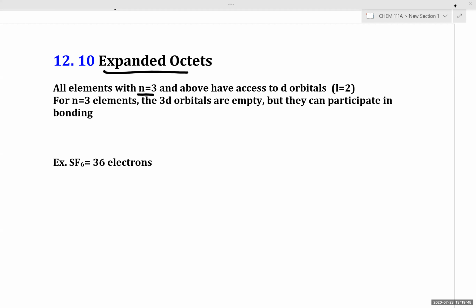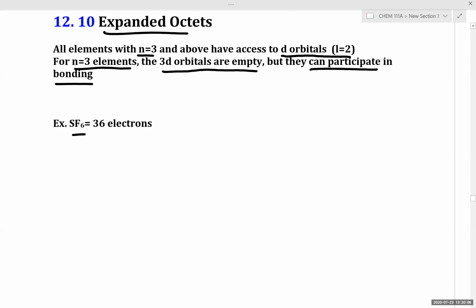So moving back to expanded octets, elements in N equals 3 and below, or in the third row and below, have access to d orbitals. Although for N equals 3 elements the d orbitals are empty, these d orbitals can still participate in chemical bonding. So for example, sulfur hexafluoride can form more than just 4 bonds. It can actually form up to 6 bonds using the d orbitals. So in this case, for sulfur hexafluoride, sulfur contributes 6 electrons, fluorine contributes 7 electrons, and we have 6 fluorines. That gives us 48 electrons to work with.